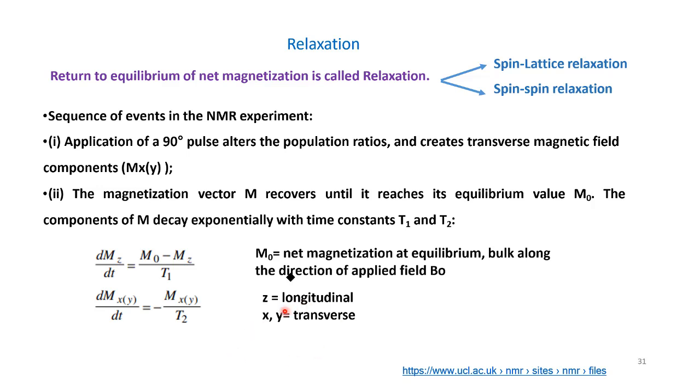These are different nomenclatures. M naught is the net magnetization at equilibrium. This is bulk along the direction of the applied magnetic field, that is B naught. And Z is the longitudinal direction, XY is the transverse direction.